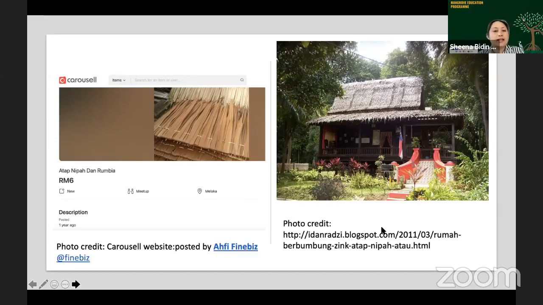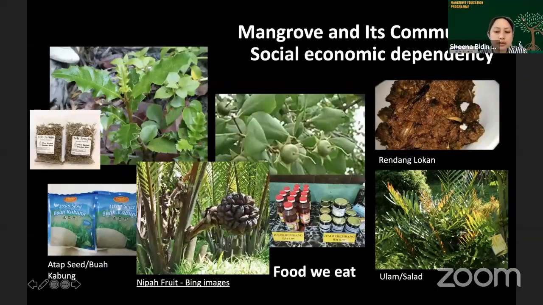Other than that, local communities also sell local products. So can you see these local products here? There are a lot of local products that can be made from mangroves. We have the teh jeruju here, and then we have the nipa fruit. Jus berembang. Can anybody tell me whether they have tried jus berembang? I personally haven't tried it. Jus berembang. Have you tried it, Dr. Evelyn?